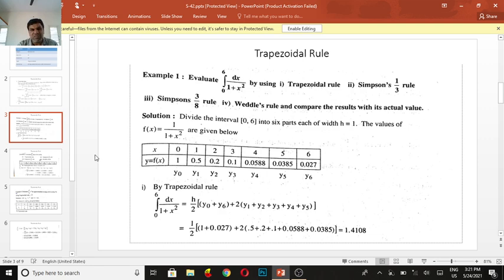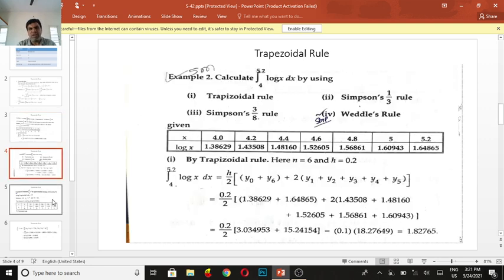We come to the Simpson rule in the same way. Suppose we come to the Simpson 1/3 rule, 3/8 rule, and the middle formula, we first derive the formula, then substitute the values. Again, if we take one more problem, integral from 4 to 5.2 of log x dx using the trapezoidal rule. So again, take the x values given.